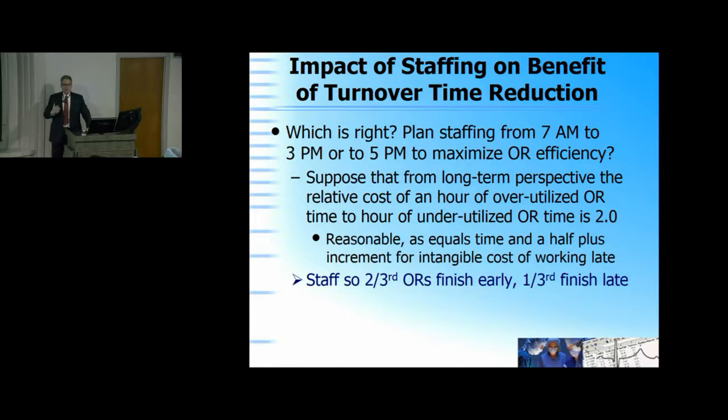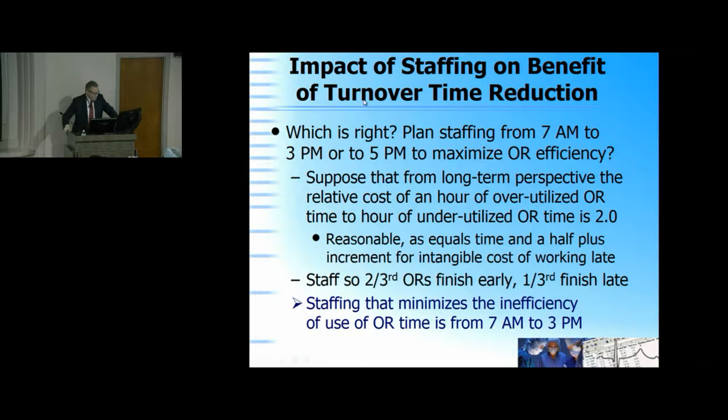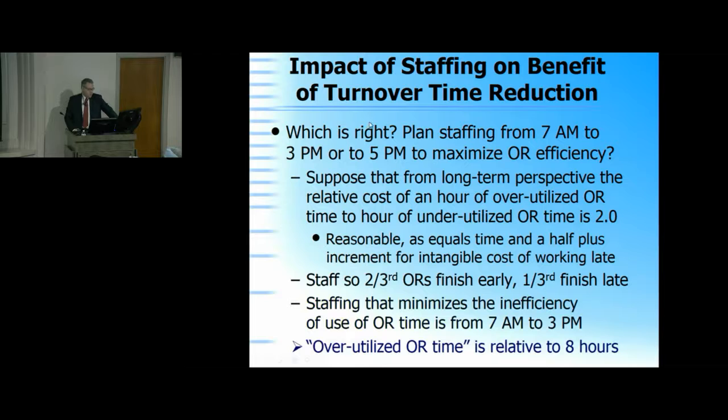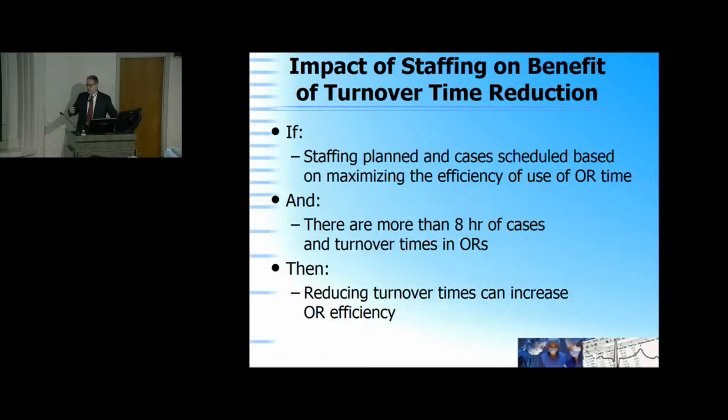No, then clearly that doesn't make sense. They're not finishing, quote, late every single day. It's going to be something like 2/3 of the rooms finish early every day, 60%, 63%, 67%, something like that. That would be typically what you have. Some organizations 68%, other organizations 62%. It's in that range. The staffing that minimizes the inefficiency of use of OR time in this outpatient surgery center was 7-3. And so overutilized OR time was relative to 8 hours, and that is why, yes, our lean approach did increase operating efficiency. Right?